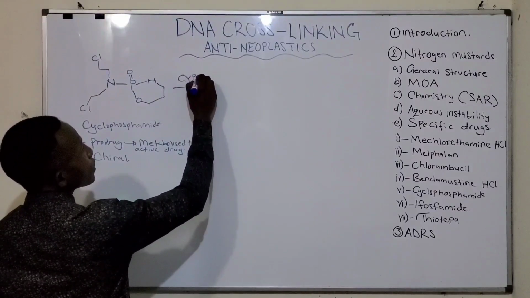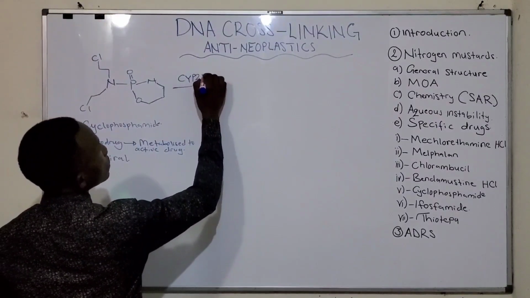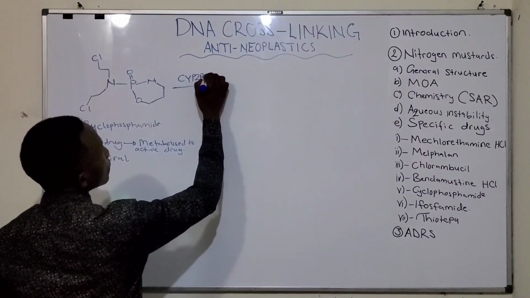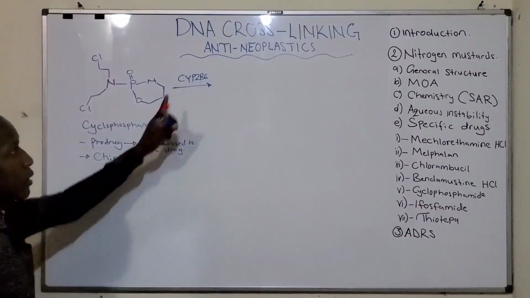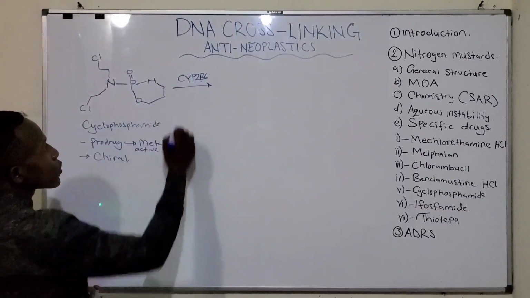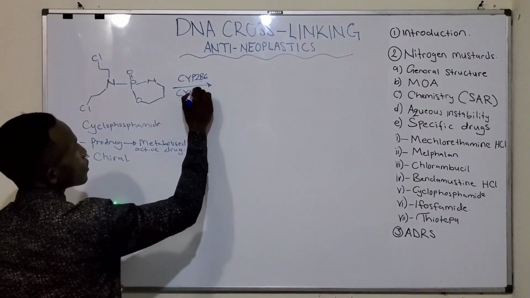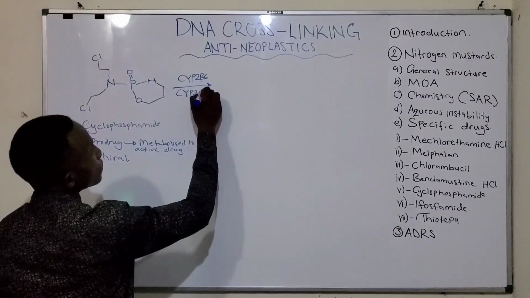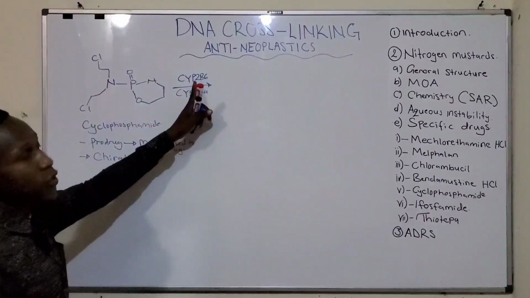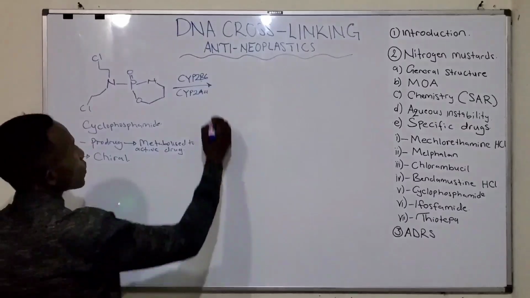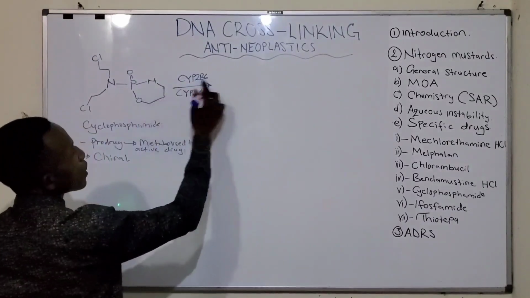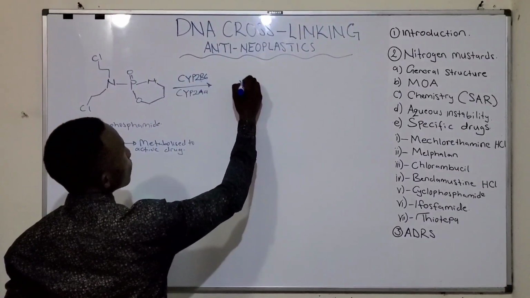We have the CYP2B6 as the main enzyme for its activation. We can also have the CYP2A4, but mainly it is CYP2B6. This one does the hydroxylation of this drug. We have this.